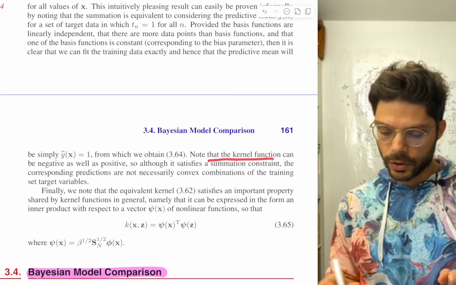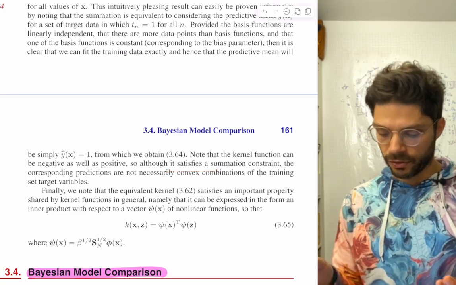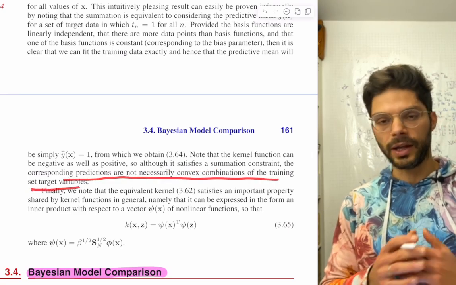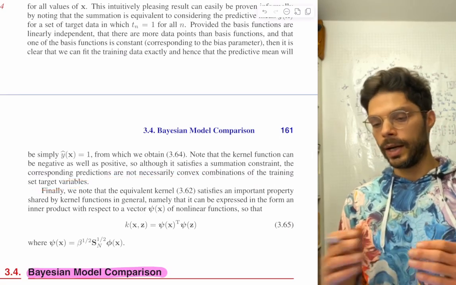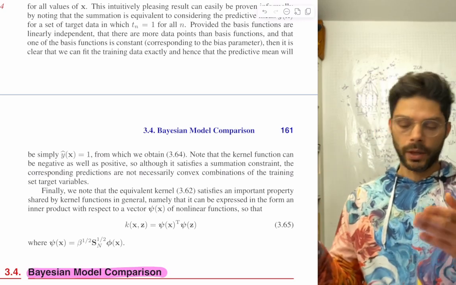Note that the kernel function can be negative as well as positive. So although it satisfies the summation constraint, that is, it sums to 1, the corresponding predictions are not necessarily convex combinations of the training set target variables. All convex combinations are the ones where all of the numbers sum to 1 and they're all between 0 and 1.